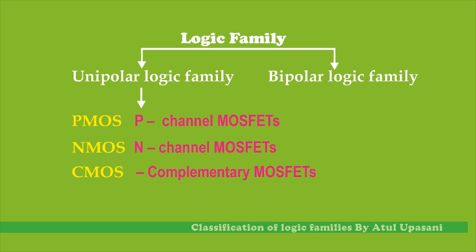Now what is meant by complementary? Complementary connection means that once we have used a p-type and n-type, they are combined in such a way that one type of MOSFET will be on at the same time the other will be off, and vice versa. So they form a complementary connection. That is why this type of MOSFET is called complementary MOSFET, or in short CMOS. Now this CMOS is used in unipolar logic families, so they form complementary MOSFET logic families. So this was all about unipolar logic families.